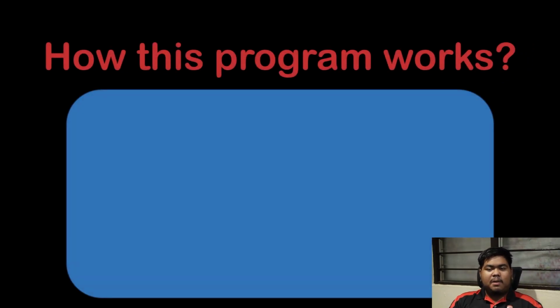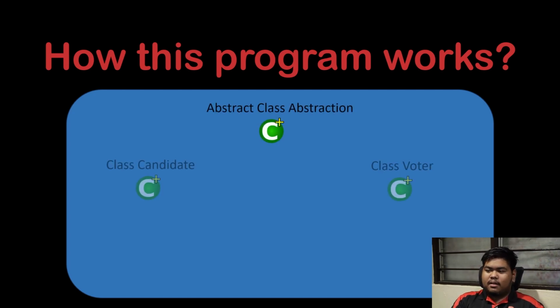So this is the simplification of how the program works. Here we have an abstract class named abstraction and two regular classes, which are candidate and voter. The parent class is the abstraction class, and the child classes are candidate and voter. These two classes connect using the extend keyword. And in the abstract class, there is an abstract method that needs to be implemented in the subclass, the child class.